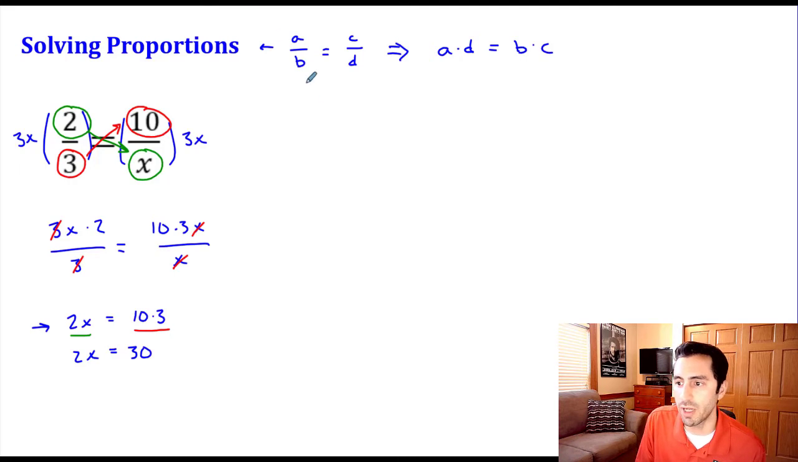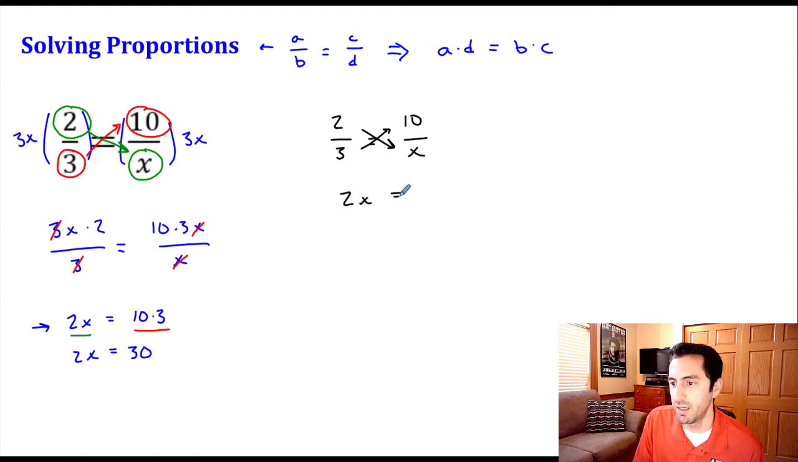So if I go back to what I started with, 2/3 is equal to 10 over x. For my cross product, I multiply across. We end up with 2x, and then 3 times 10 is 30. And then we can finish up, and we can see that x is 15. All right, so let's use this in another example.